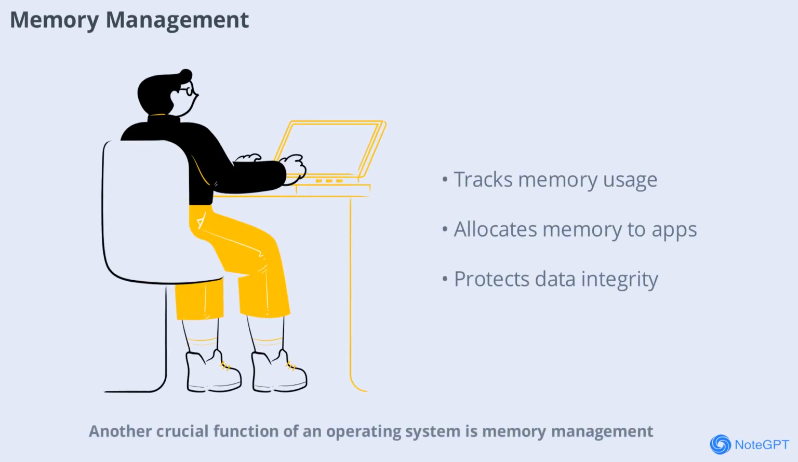Another crucial function of an operating system is memory management. The OS keeps track of every byte of memory in your device, deciding which programs get how much memory and when. It ensures that each application has enough memory to run while also preventing programs from accessing each other's data. This protects your information and keeps your device running efficiently, even when you have many apps open at once.